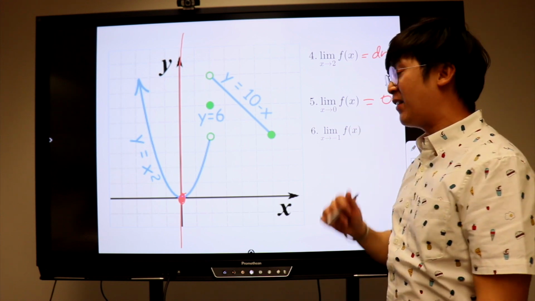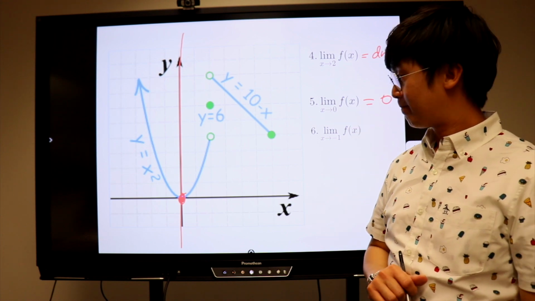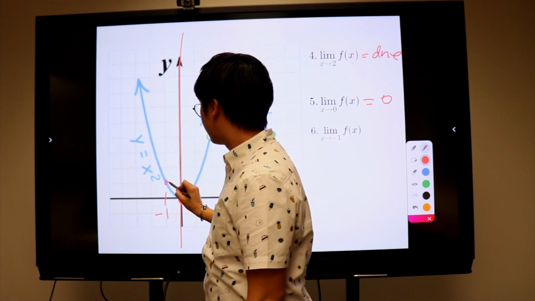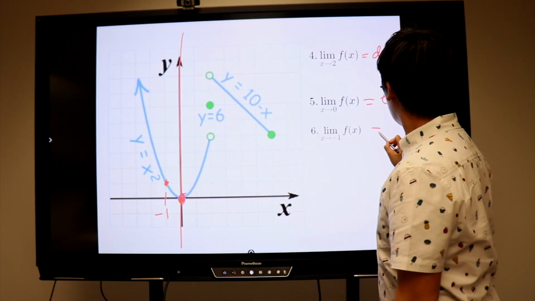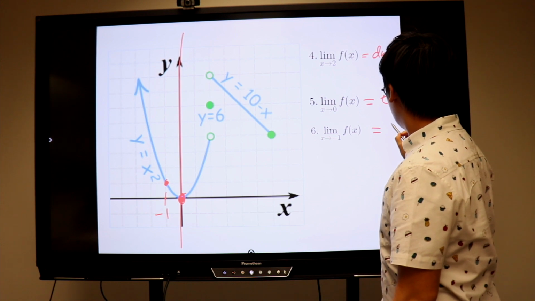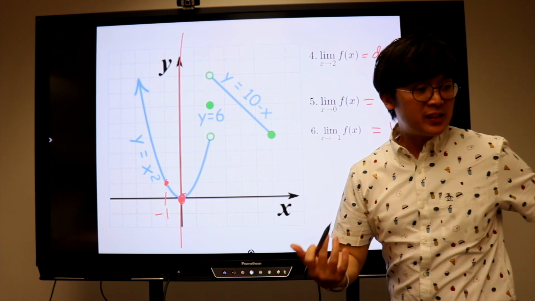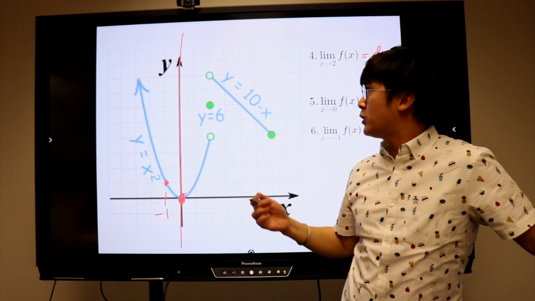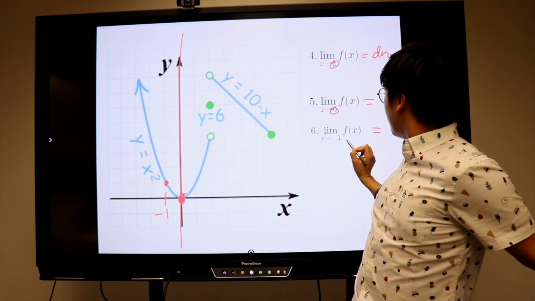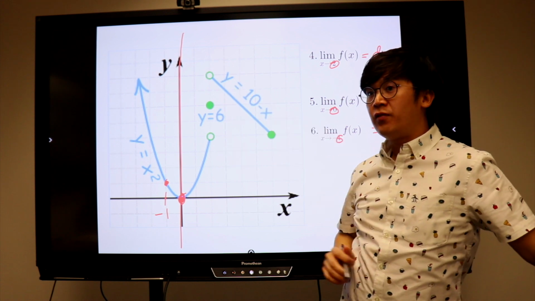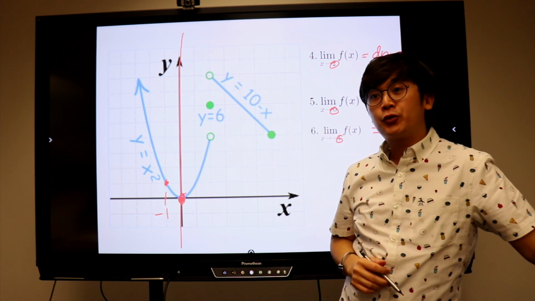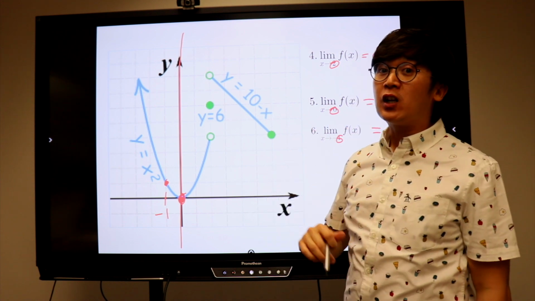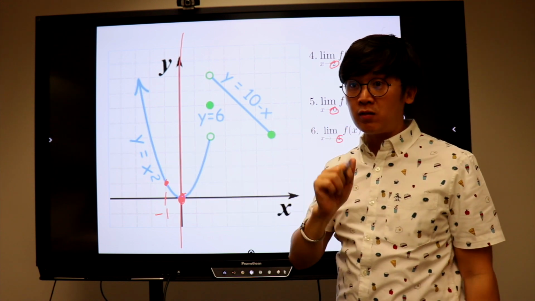How about -1? Does it exist? Yes. And what is the value of the limit? 1. Positive, negative? Positive. Yes. So it's safe to say that when you're solving a limit, it's basically just substituting the value of x to the function. And that is true. That's basically what a limit is. Substituting the value of x to the function, but making sure that it exists.